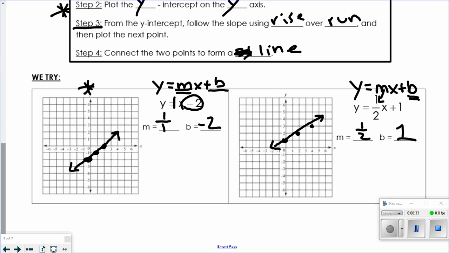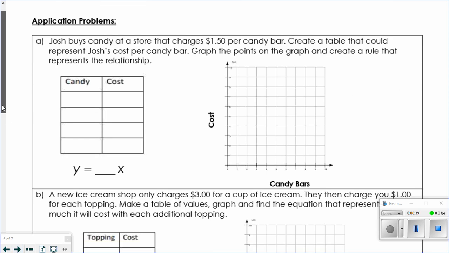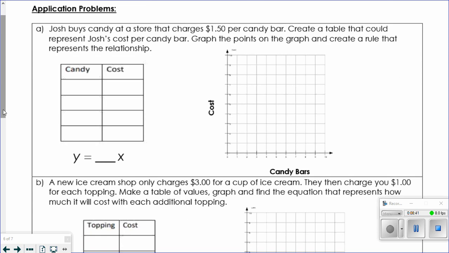Alrighty. We just have one more problem left to do. It's an application problem. Or 2 more, excuse me. We'll just do 1. And then I'll have you try the last one on your own. So it says, Josh buys candy at a store that charges $1.50 per candy bar. Create a table that could represent Josh's cost per candy bar. Graph the points in the graph and create a rule that represents the relationship.